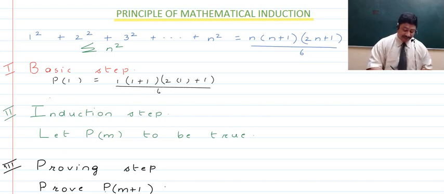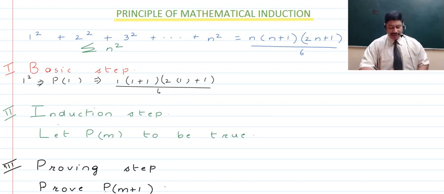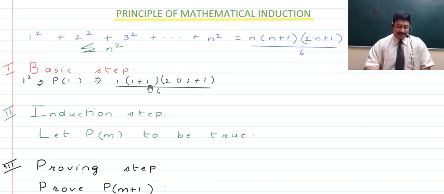So on the left hand side, you're just picking up the first term, so that's going to be equal to 1 square, right? And here you have to show that 1 square comes to this statement P1, which should also give you 1 times of 1 plus 1 times of 2 times of 1 plus 1 upon 6. And if both the sides come to be equal, you will say that the basic step is done, and thus P1 is true.